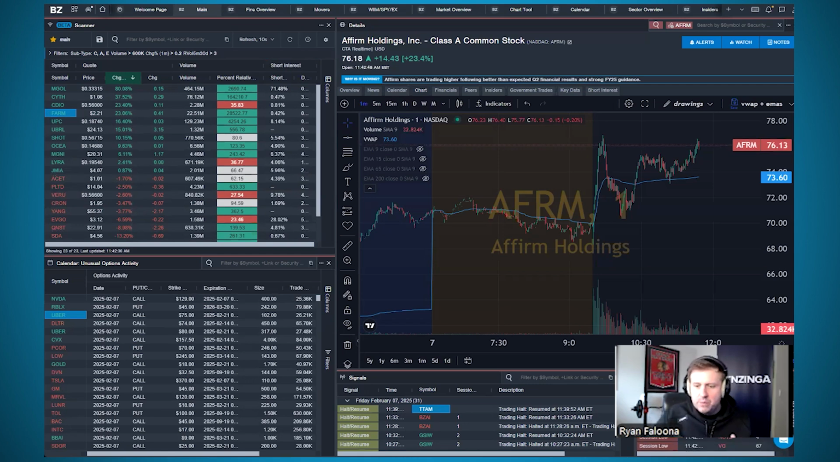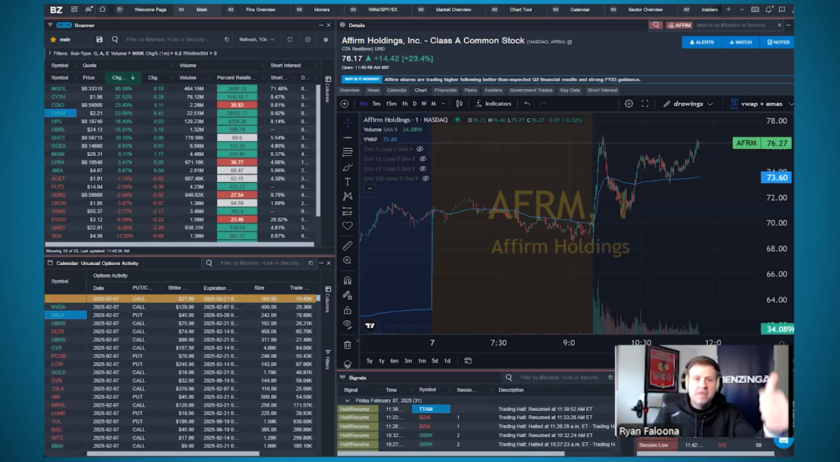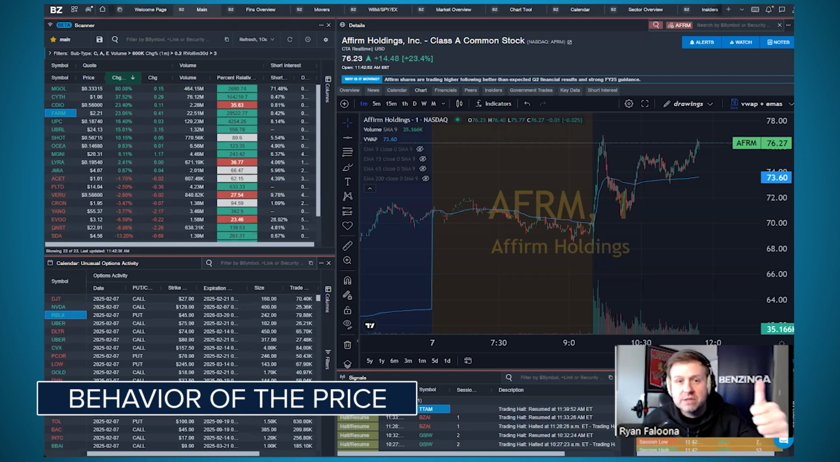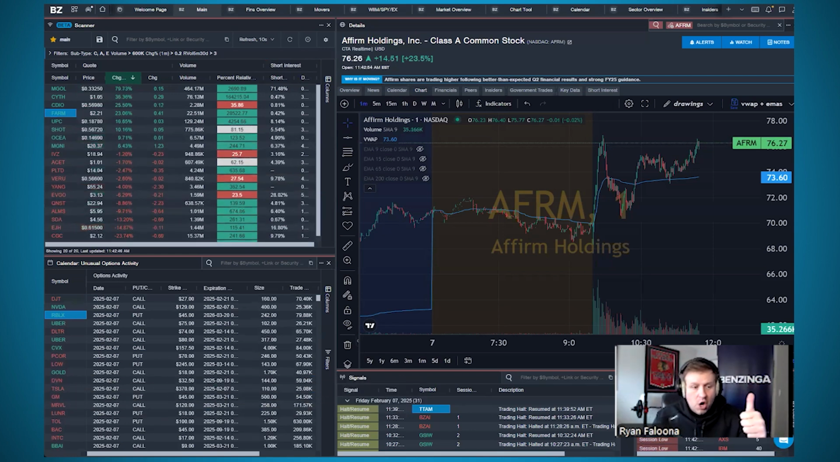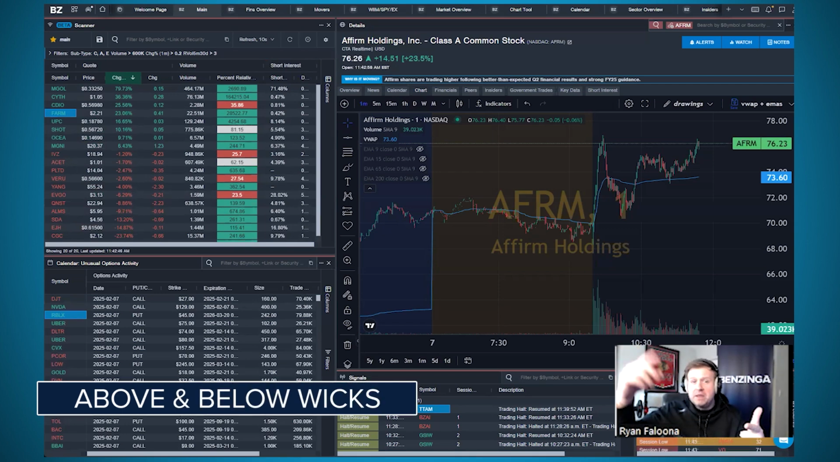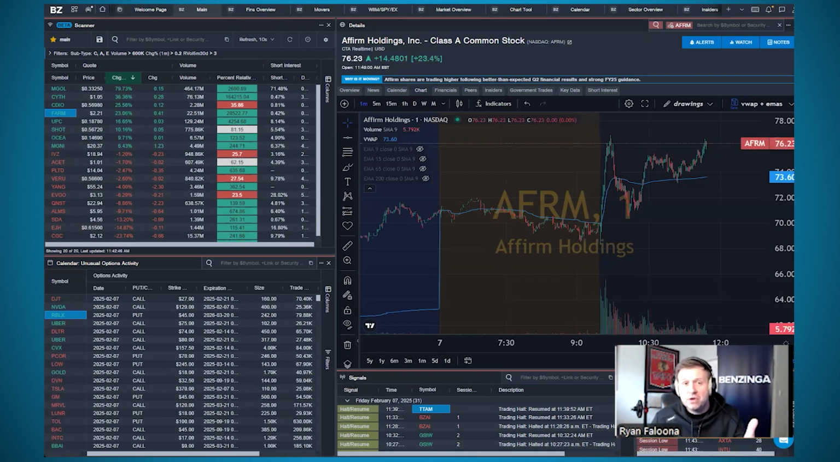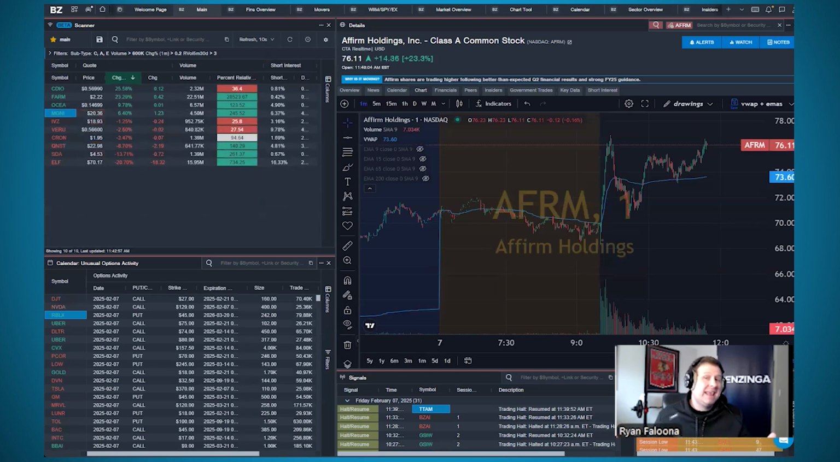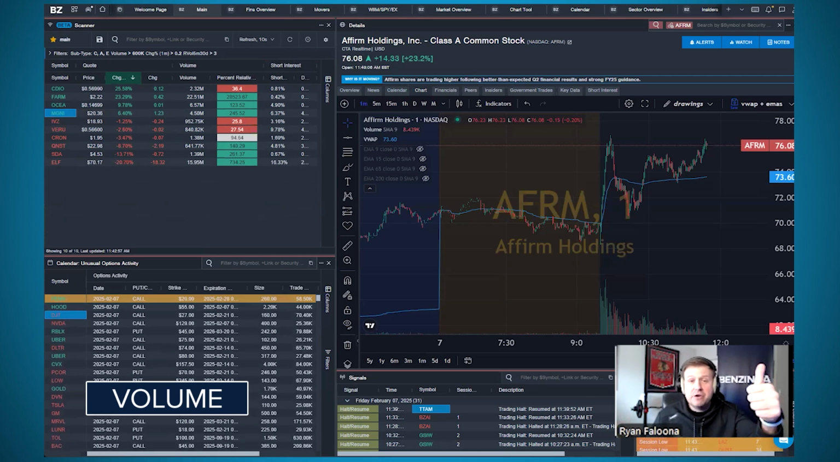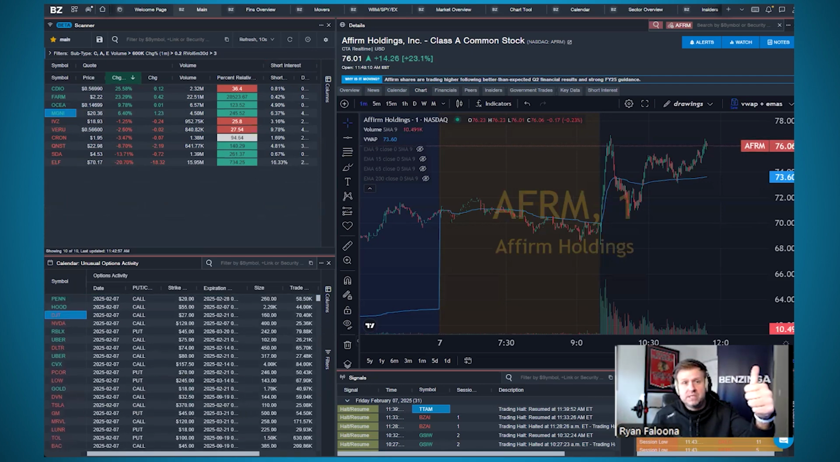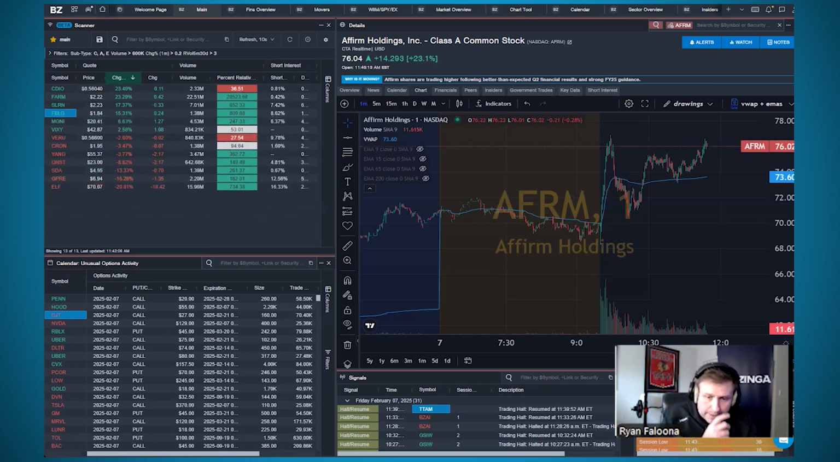The 3 things that we are going to focus on here today: the behavior of the price around support and resistance lines. We're also going to focus on wicks, both above and below, and I'll show you and define those wicks here as well. And then, of course, as we do with pretty much anything involving day trading, we're going to focus on the volume. So again, behavior of price action around support and resistance, wicks, both above and below, and volume are going to be the 3 things we're going to incorporate into this plan.